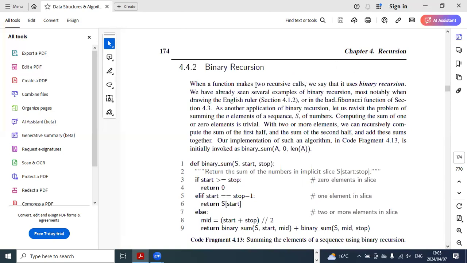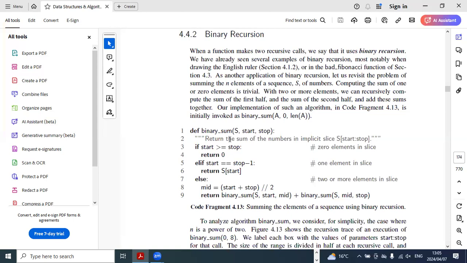Binary recursion: when a function makes two recursive calls, we say that it uses a binary recursion. We've already seen several examples of a binary recursion, most notably when you're drawing an English ruler. The English ruler is using a binary recursion. And also the bad Fibonacci function. We can also recursively compute the sum of the first half. This is a binary recursion where we're looking at the first half.